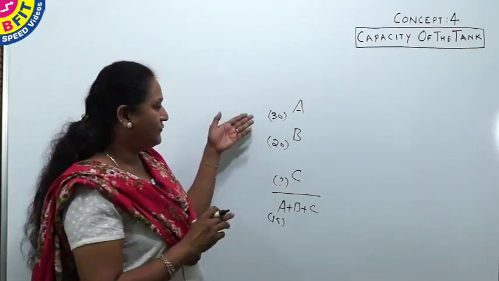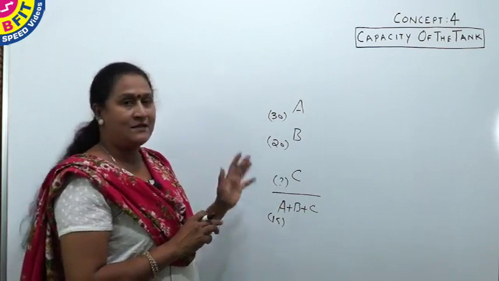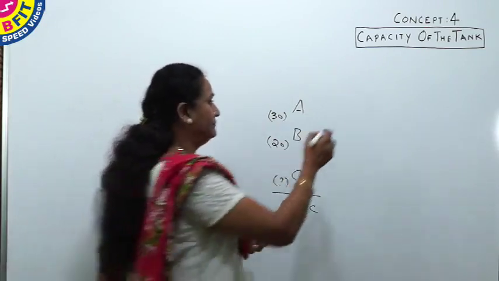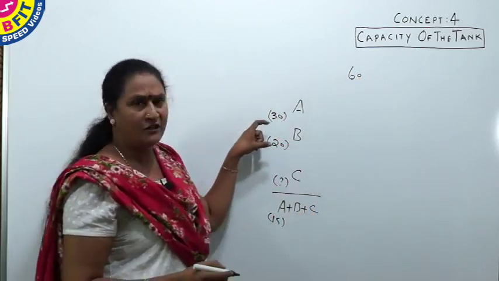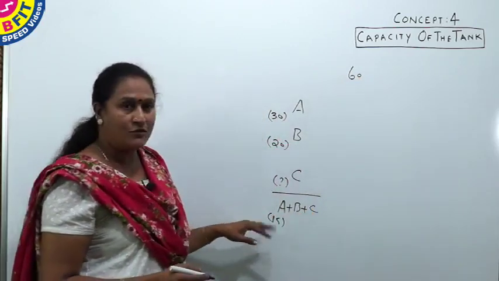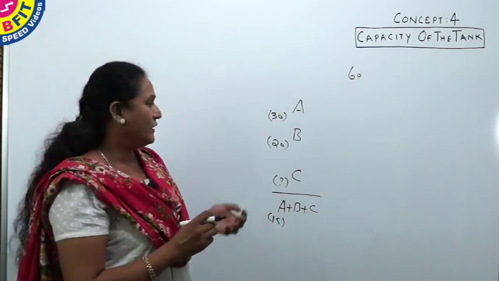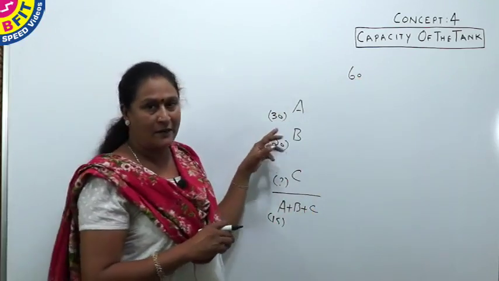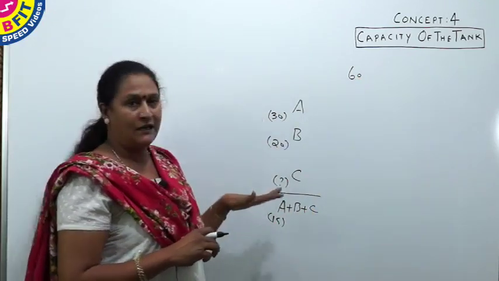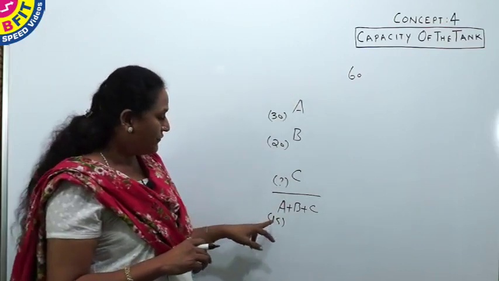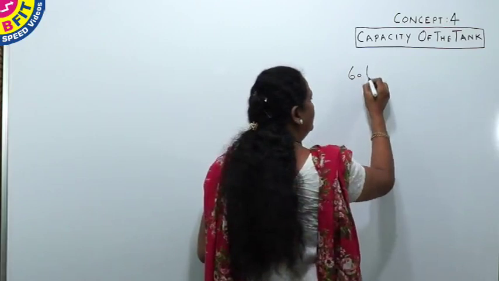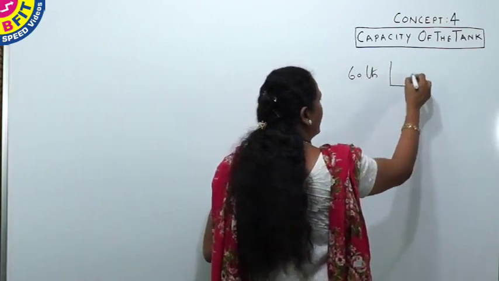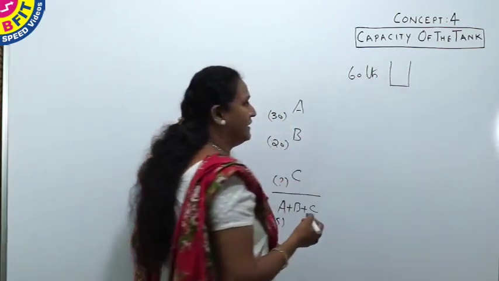So find the LCM for 30 and 20. The LCM is 60. Though we consider the LCM for 30 and 20, 15 will also be a factor of that. So it is enough if you find the LCM for the time taken by A and B. For 30 and 20 it is 60 liters. So 15 is a factor of this 60. The assumed capacity is 60 liters.